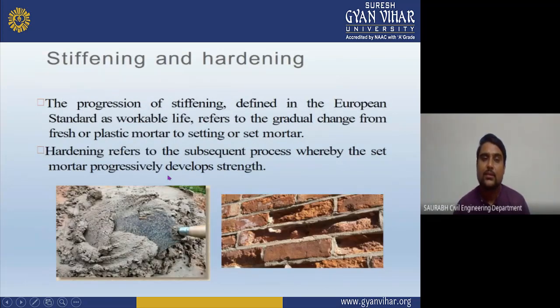Now we will see another property of mortar, which is known as stiffening and hardening. Okay, come on the stiffening first. The progression of stiffening, defined in the European standard as workable life, refers to the gradual change from the fresh or plastic mortar to setting or set mortar. Hardening refers to the subsequent process whereby the set mortar progressively develops strength. So that is the difference between stiffening and hardening. Many times, students are confused between stiffening and hardening.